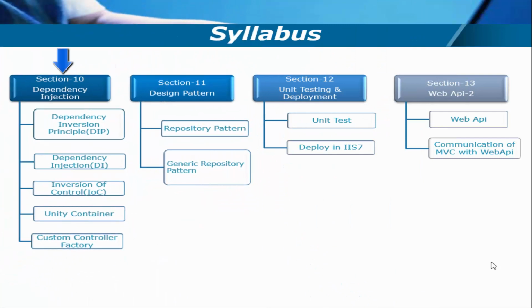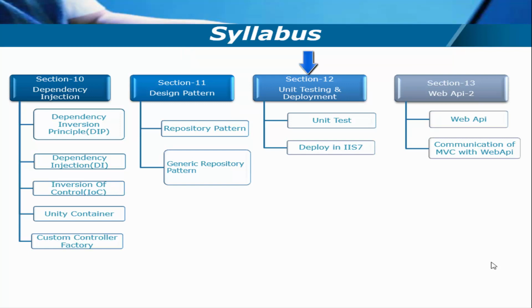Section 10 covers the dependency inversion principle, dependency injection, inversion of control, and Unity container. We will also implement a custom controller factory to implement dependency injection in MVC. Section 11 covers common architecture design patterns which we normally apply with MVC, like the repository and generic repository pattern.